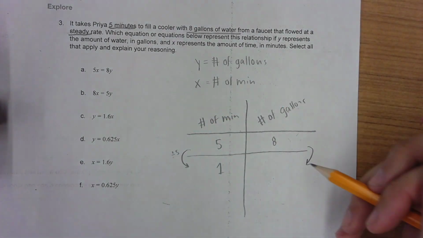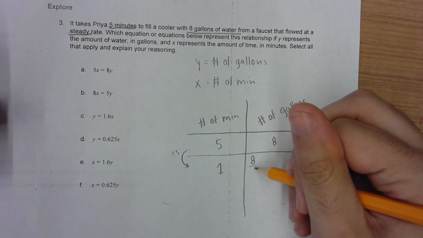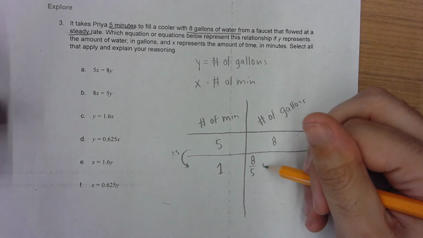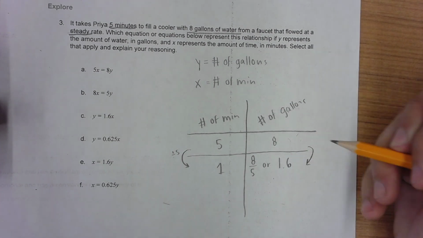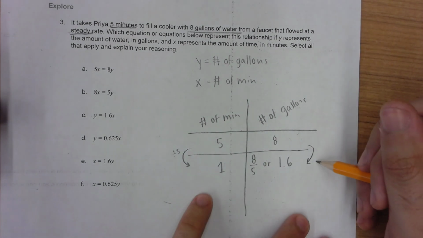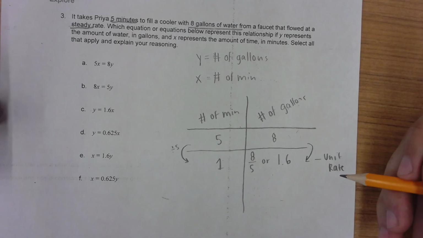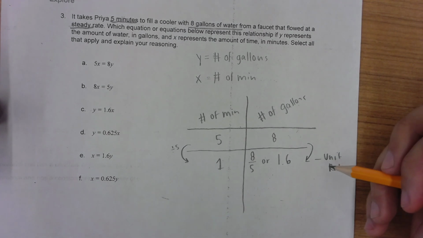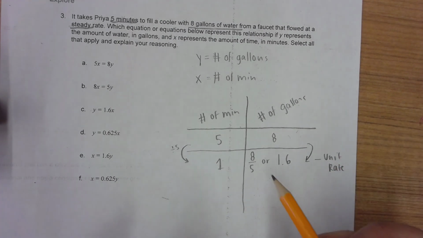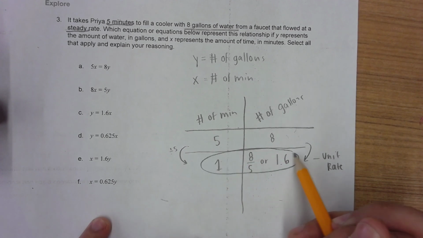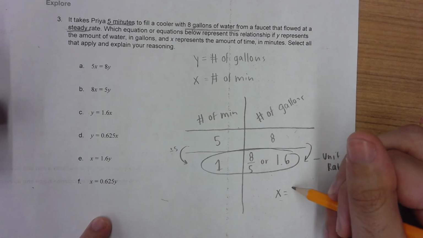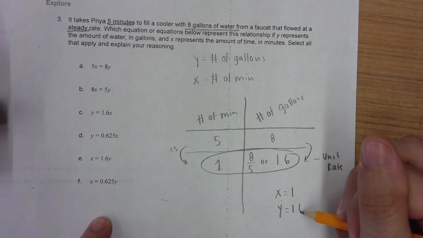5 divided by 5 is 1. 8 divided by 5 is 8/5. If you're more of a decimal guy like myself, it is 1.6. Now this ratio right here, we call it the unit rate, and I'm going to use it as a friendly ratio to plug in or substitute into some of my answers. So once I circle this, I know that when x is equal to 1, y is equal to 1.6.